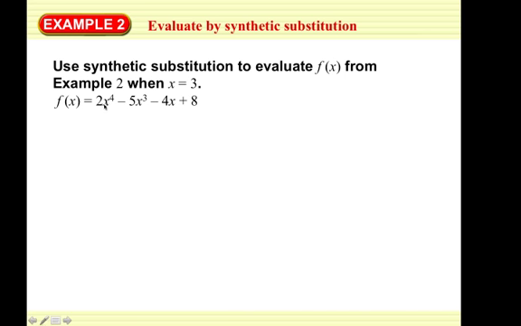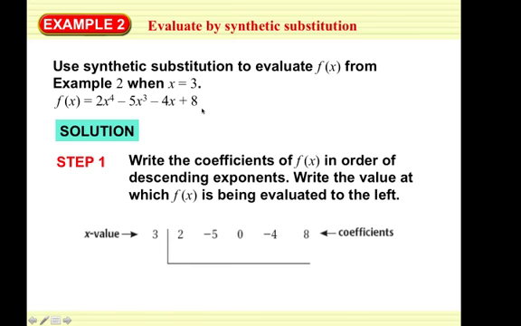So we've got f of x, the same problem, equals 2x to the fourth minus 5x cubed minus 4x plus 8. Okay, the way you do this is you're going to write the coefficients of f of x in order of descending exponents. So if it's in standard form, you just write the coefficients. You're going to make a little table like this. You're going to skip a line right here. Okay, you're going to leave some room for work.